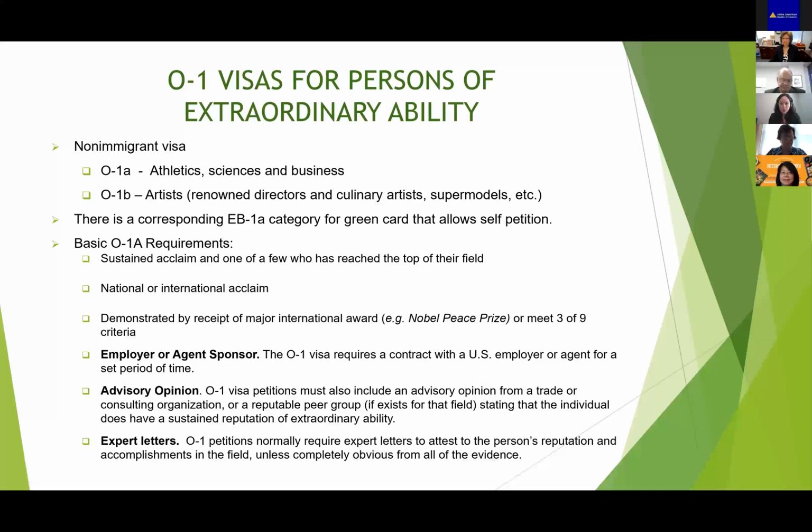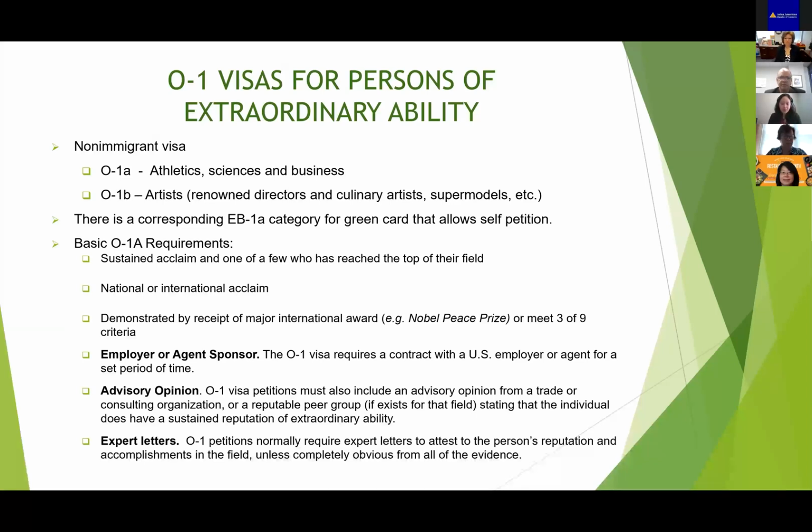For a number of fields in the O1 category, there are already established trade or consulting organizations or peer groups. If that already exists in that field, an advisory opinion is issued for that foreign national to confirm that they have sustained that reputation or extraordinary ability. And that's included with the filing with the U.S. Citizenship and Immigration Services.